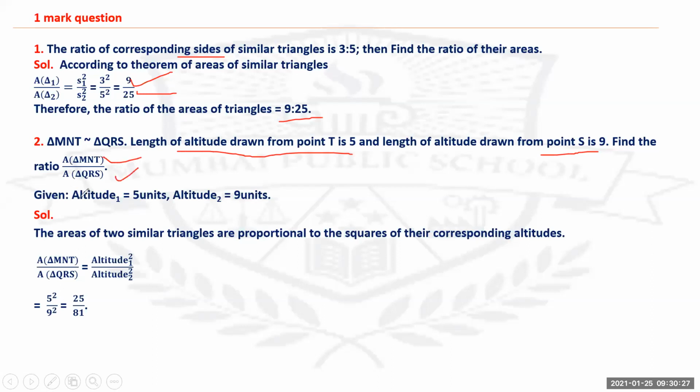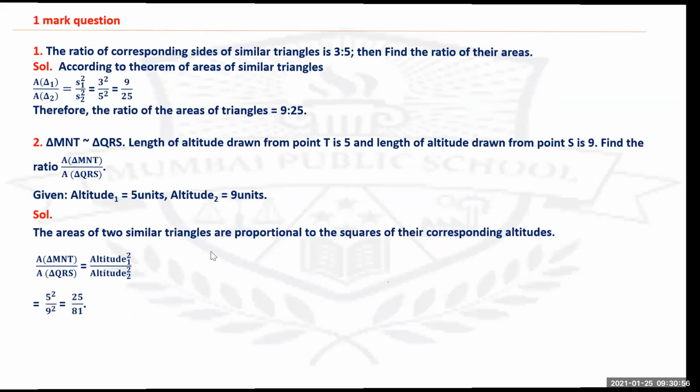So here altitude 1 is 5, altitude 2 is 9. Now we had studied the theorem. So area of triangle MNT upon area of triangle QRS is altitude 1 square upon altitude 2 square. That is 5 square upon 9 square, that is 25 upon 81. Is this clear to all the students here? Should we move ahead?